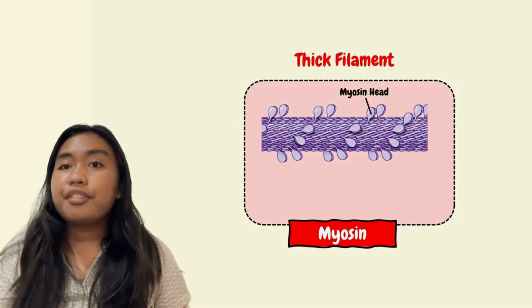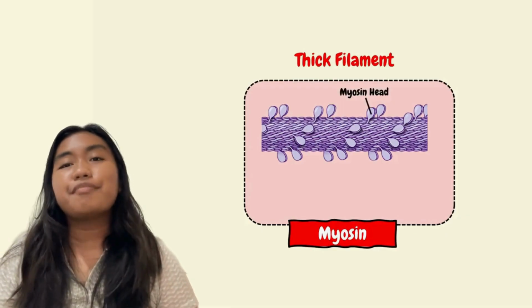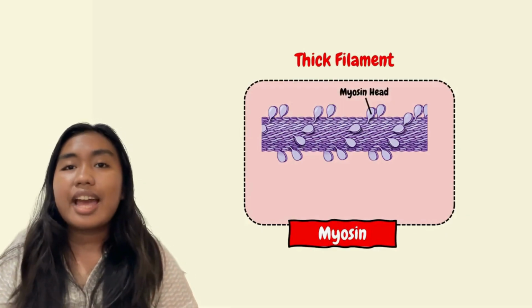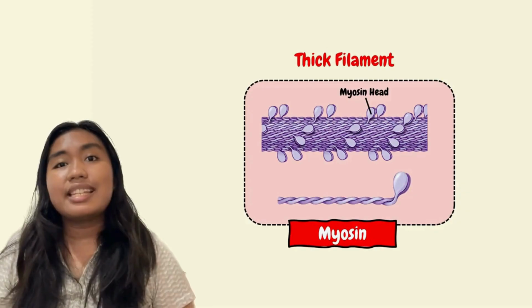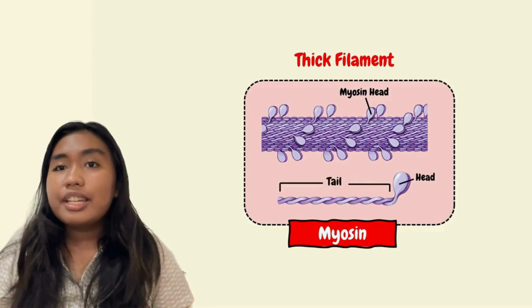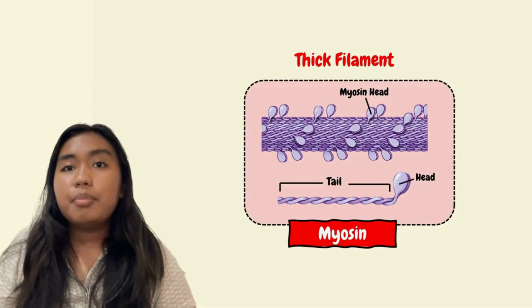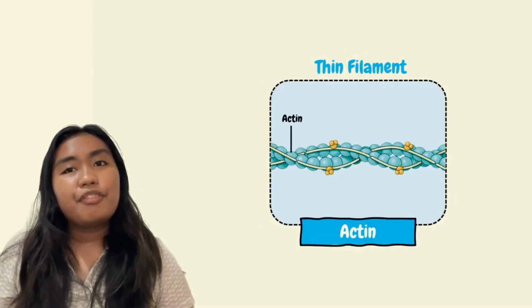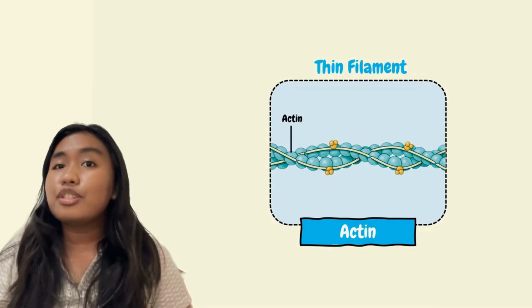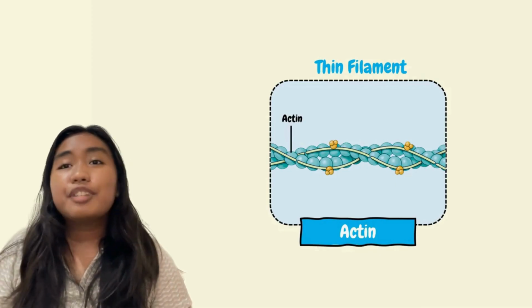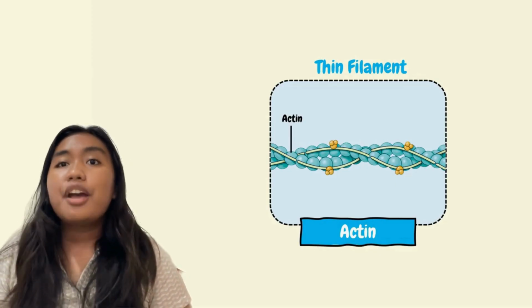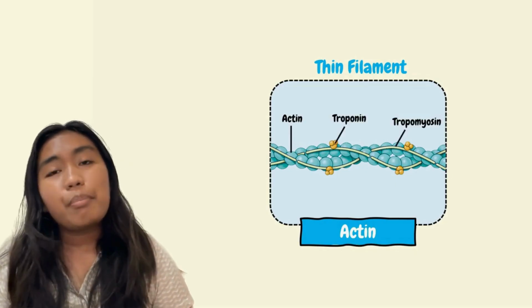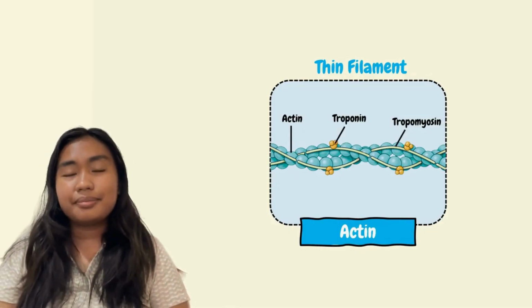Let us now discuss the structure of actin and myosin in detail. Each thick filament consists of hundreds of myosin molecules stuck together with the myosin heads facing outward. A myosin molecule is shaped like a golf club with a globular head and a long shaft-like tail. The thin filaments, on the other hand, consist of two intertwined chains of the contractile protein actin, forming a structure that resembles a string of beads.